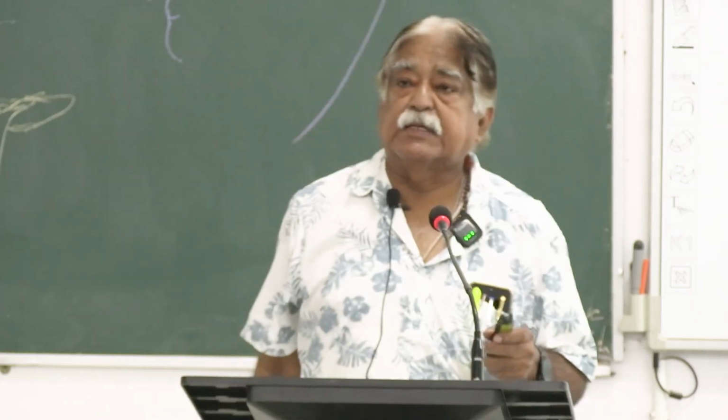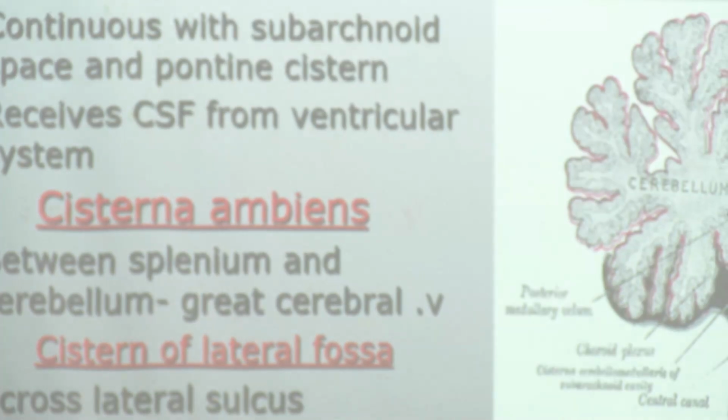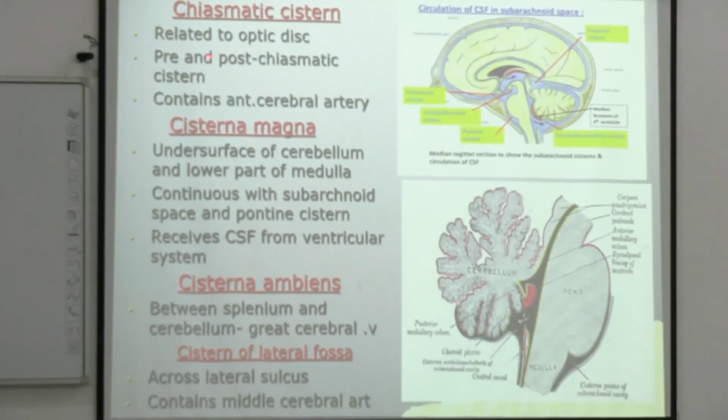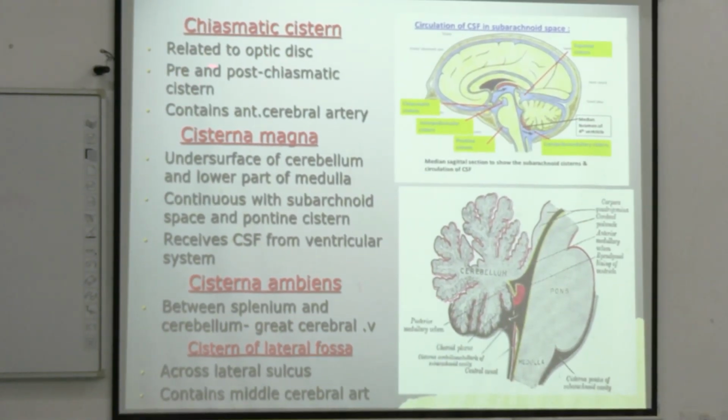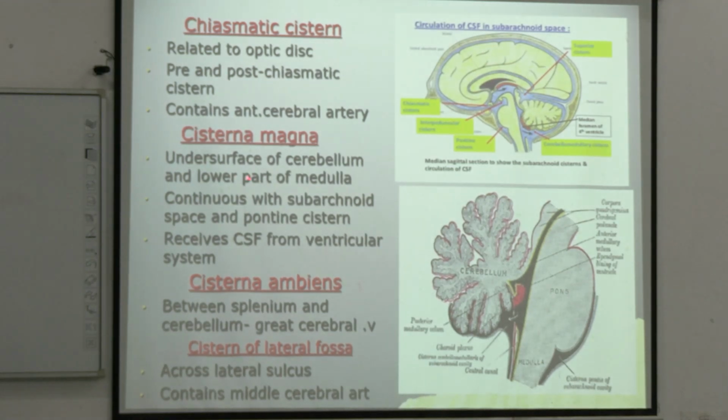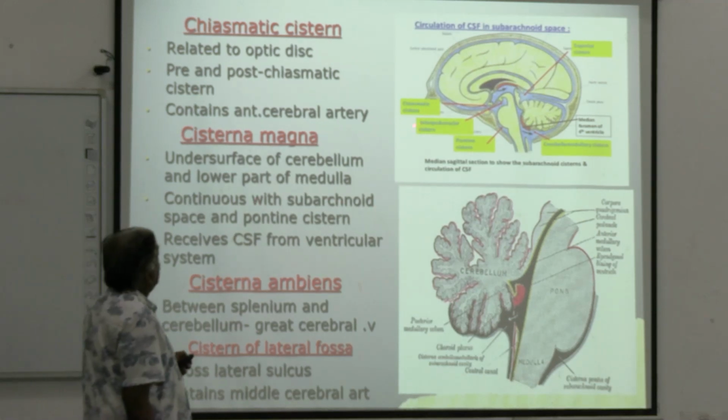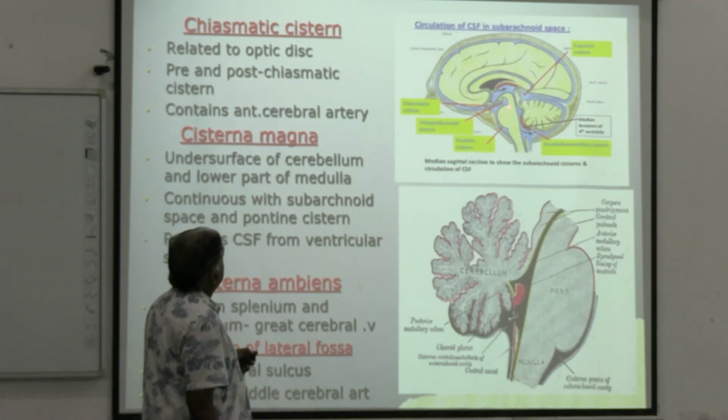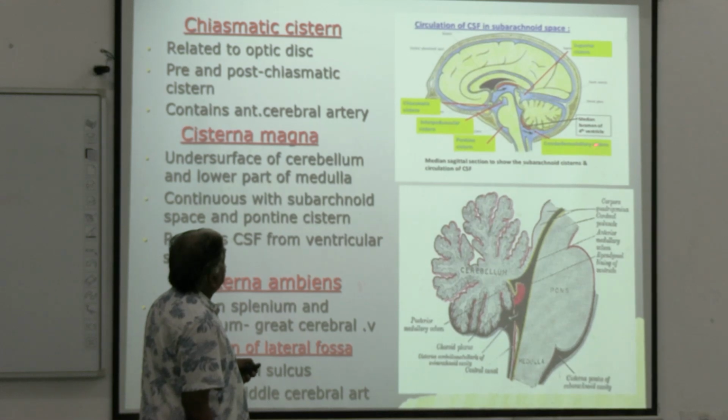Describe the circle of Willis and next. Now, chiasmatic cistern, related to the optic disc. The pre and post chiasmatic cistern contains the anterior cerebral artery, so if there is an injury, it will be reflected. Cisterna magna is under the surface of the cerebellum and lower part of the medulla. These are the chiasmatic cistern, interpeduncular cistern, pontine cistern, superior cistern and intermedullary cistern.